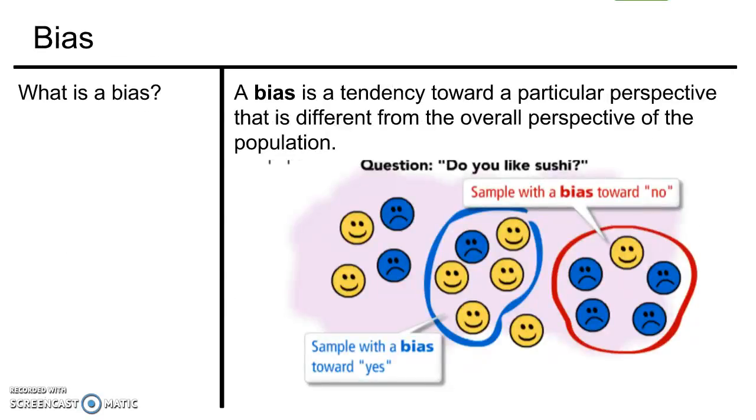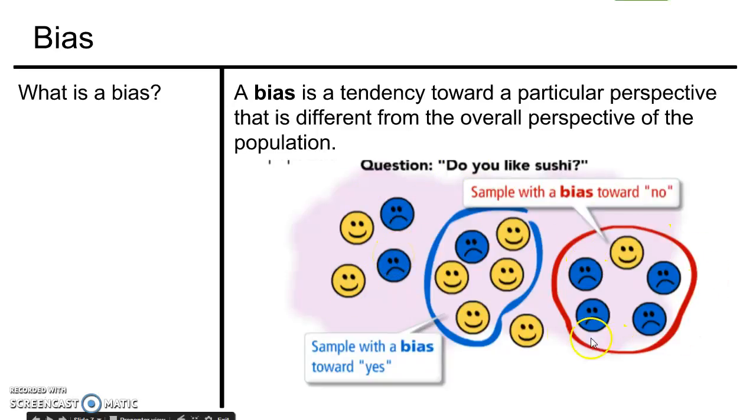All right, next definition. What is a bias? Copy this into your notes. A bias is a tendency toward a particular perspective that is different from the overall perspective of the population. So here's our question. Do you like sushi? We have the smiley faces like it. We have the frowny faces don't look like it.